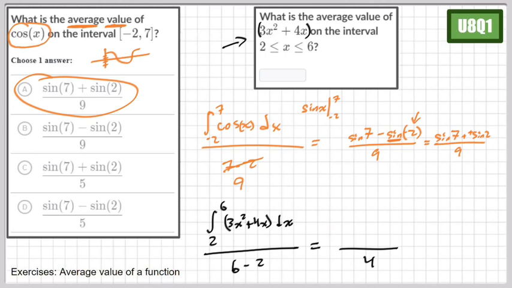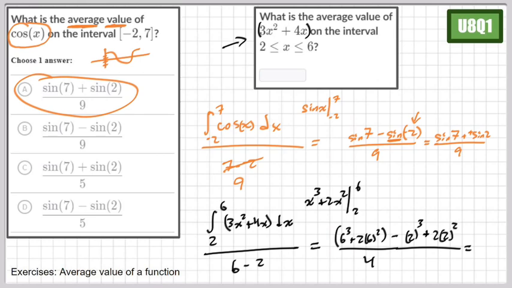It's going to be x to the third plus 2x squared. And then we're going to plug in 6 and 2. So let's do that. We'll plug in 6 first. So it's 6 to the third plus 2 times 6 squared. And then we have to plug in the other one, minus 2 to the third power plus 2 times 2 to the second power. Oh, that's a lot of writing.